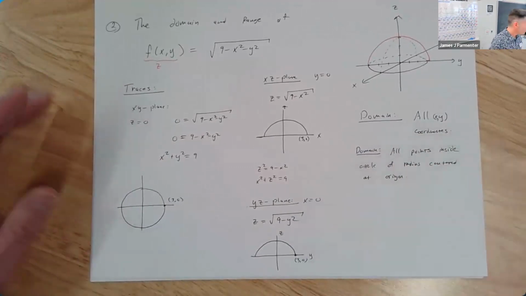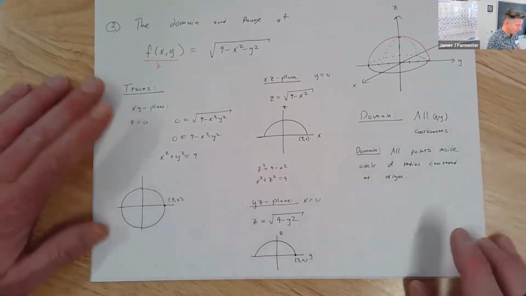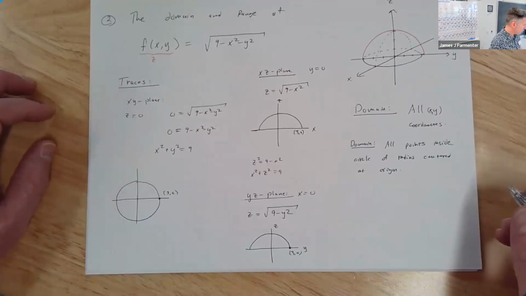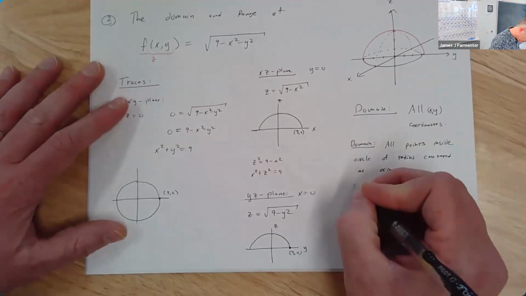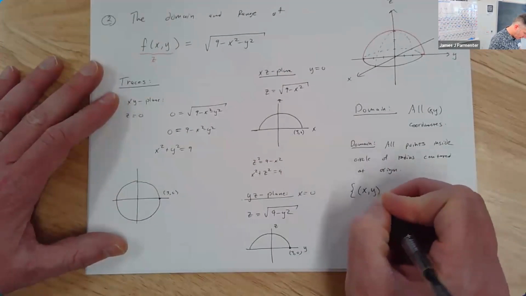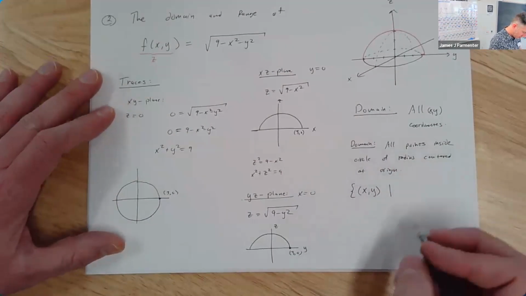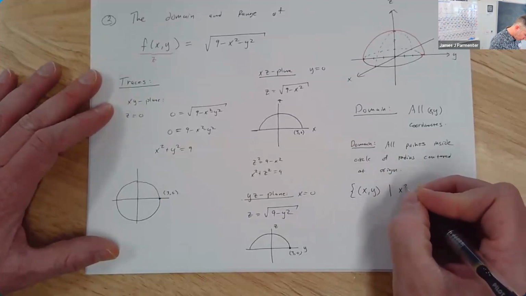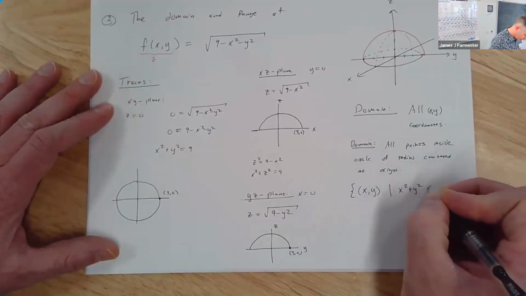It's a lot of writing. Here's the more mathy way of writing this answer. It is the set of all points x comma y such that x squared plus y squared is less than or equal to 9.